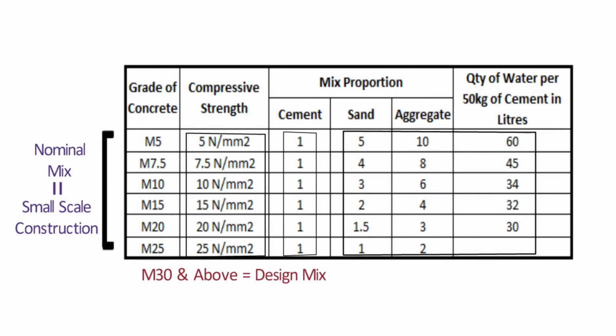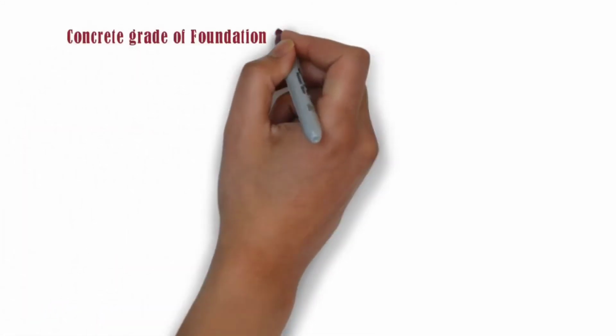One more thing I have observed, in most of the cases, the concrete grade of foundation and columns will be more than slabs and beams. Please note that this is not the general rule. That's why I said in most of the cases.